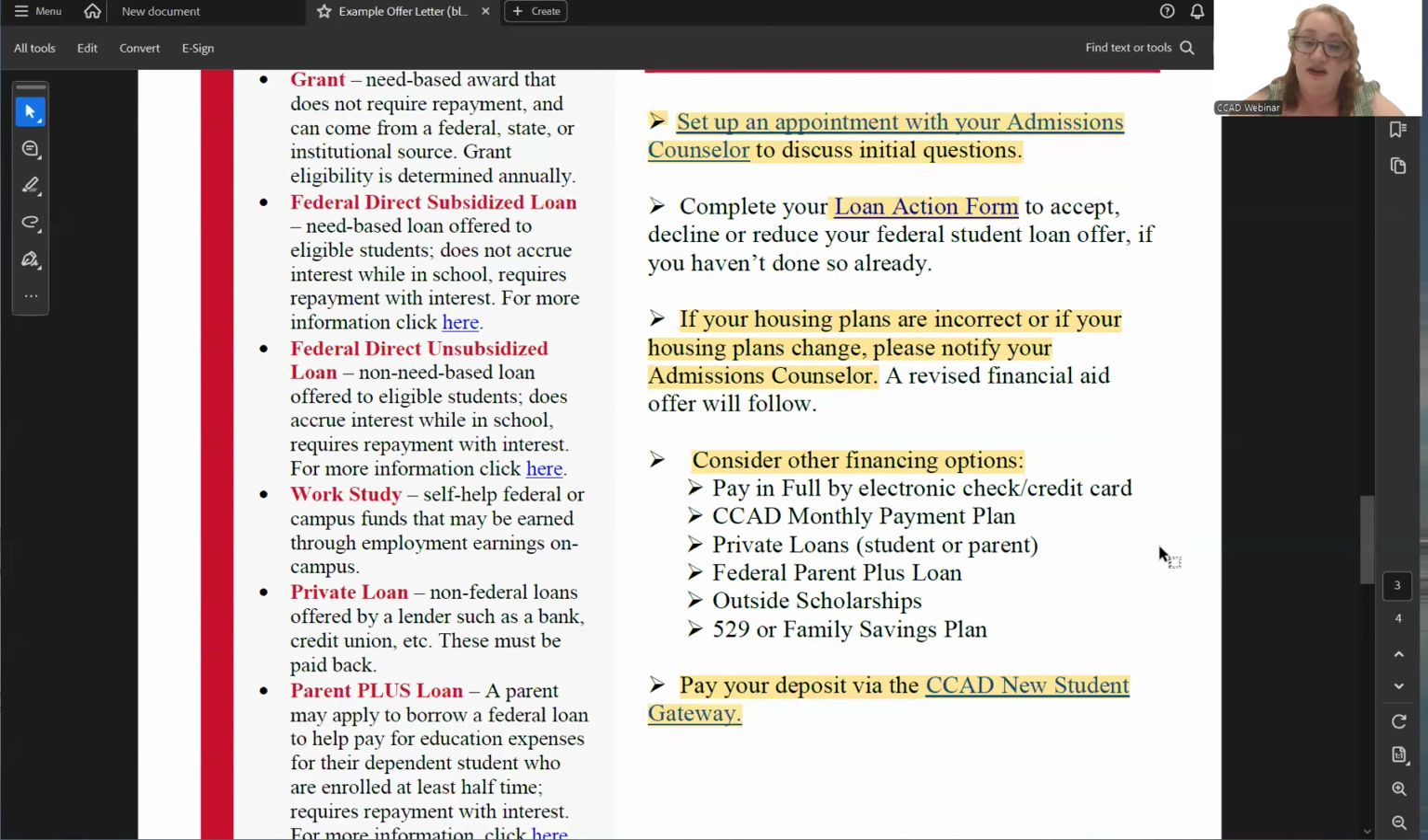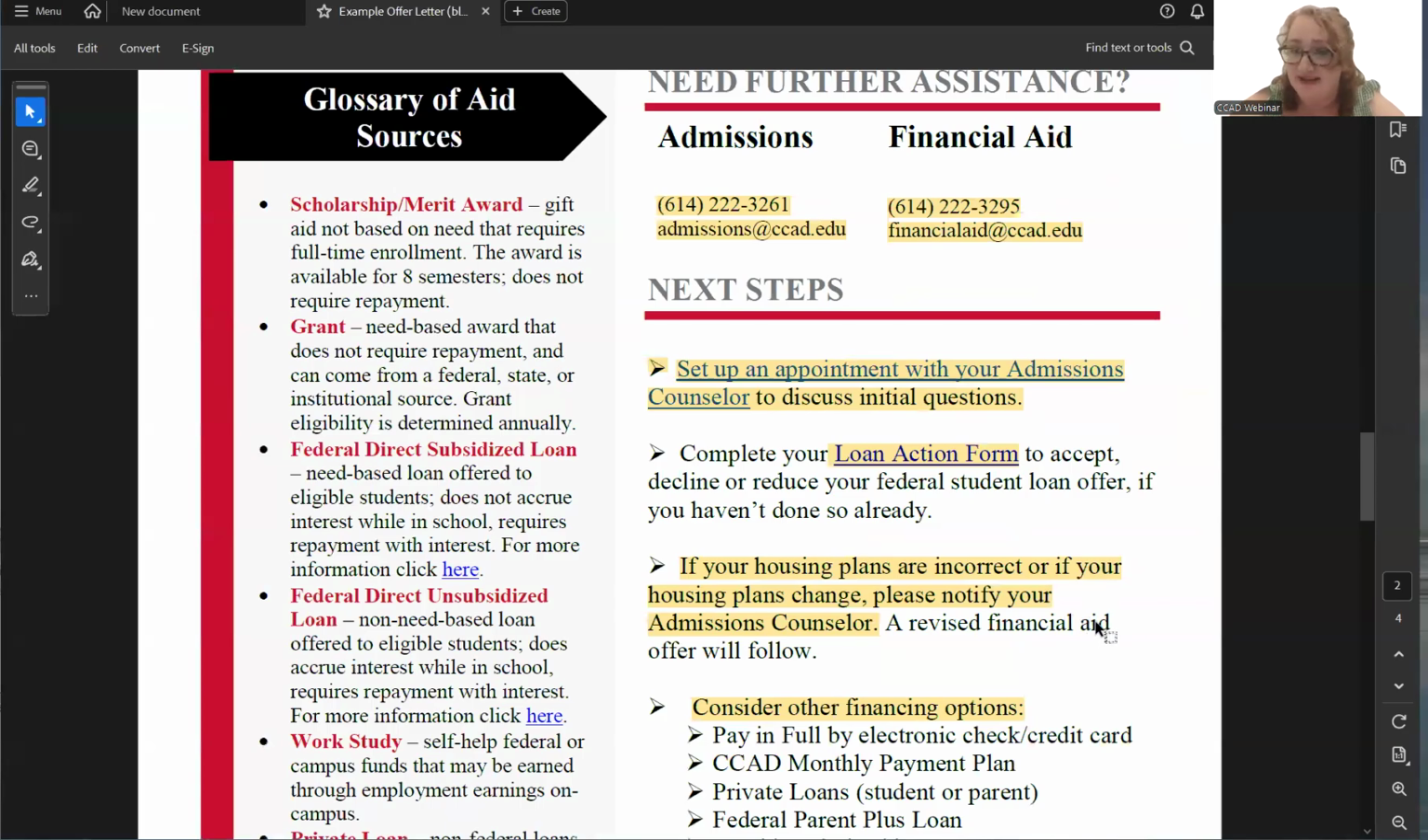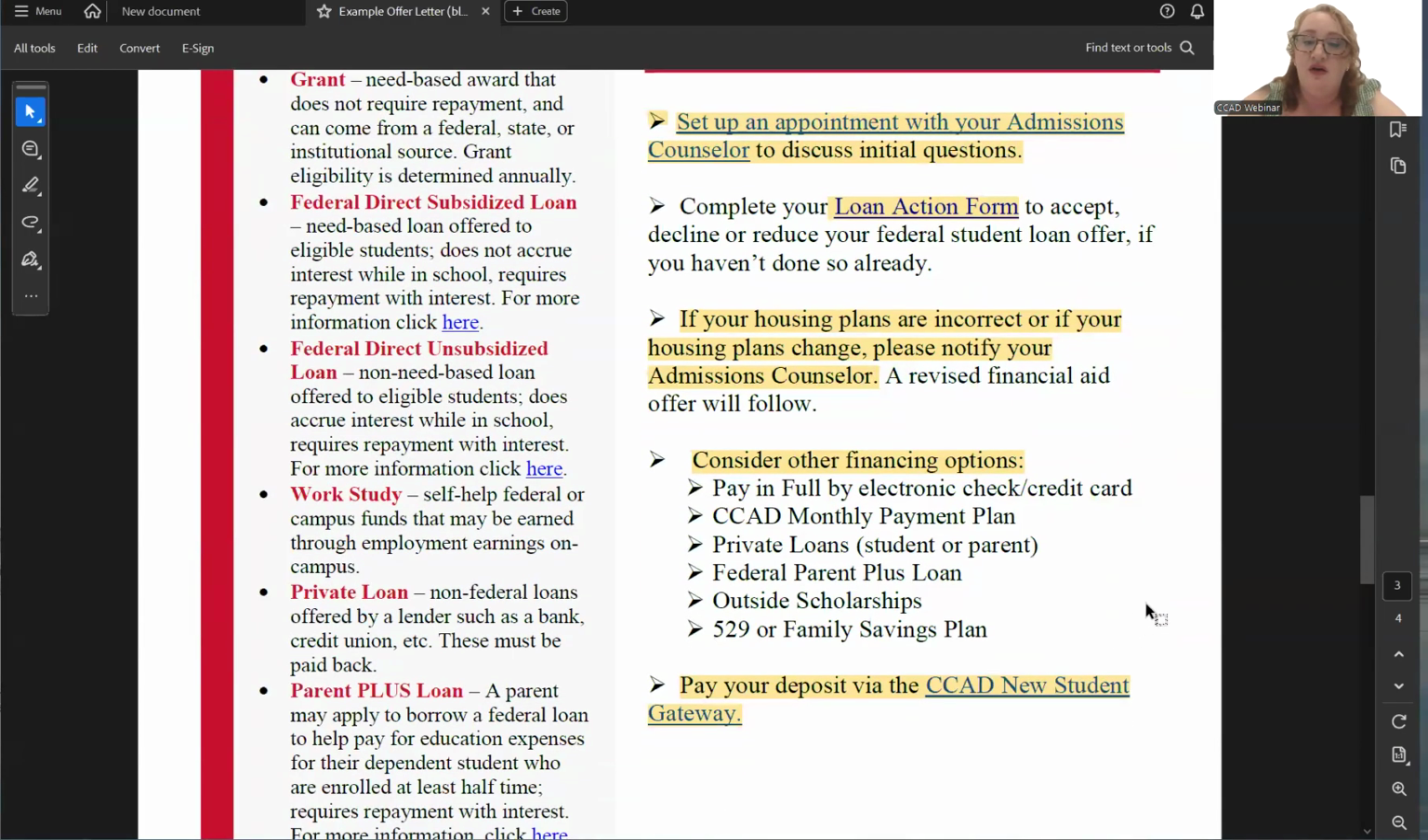The next thing we're going to talk about here is going to be our financing options. So we talked earlier about the estimated balance after federal loans. After you take out both, one, or none of the loans, you're still going to have a balance left over that you yourself have to pay immediately, okay? So how are you going to attack that, right? Obviously you would be able to pay in full on the student portal that you will get access to once you deposit. But there are other options as well.